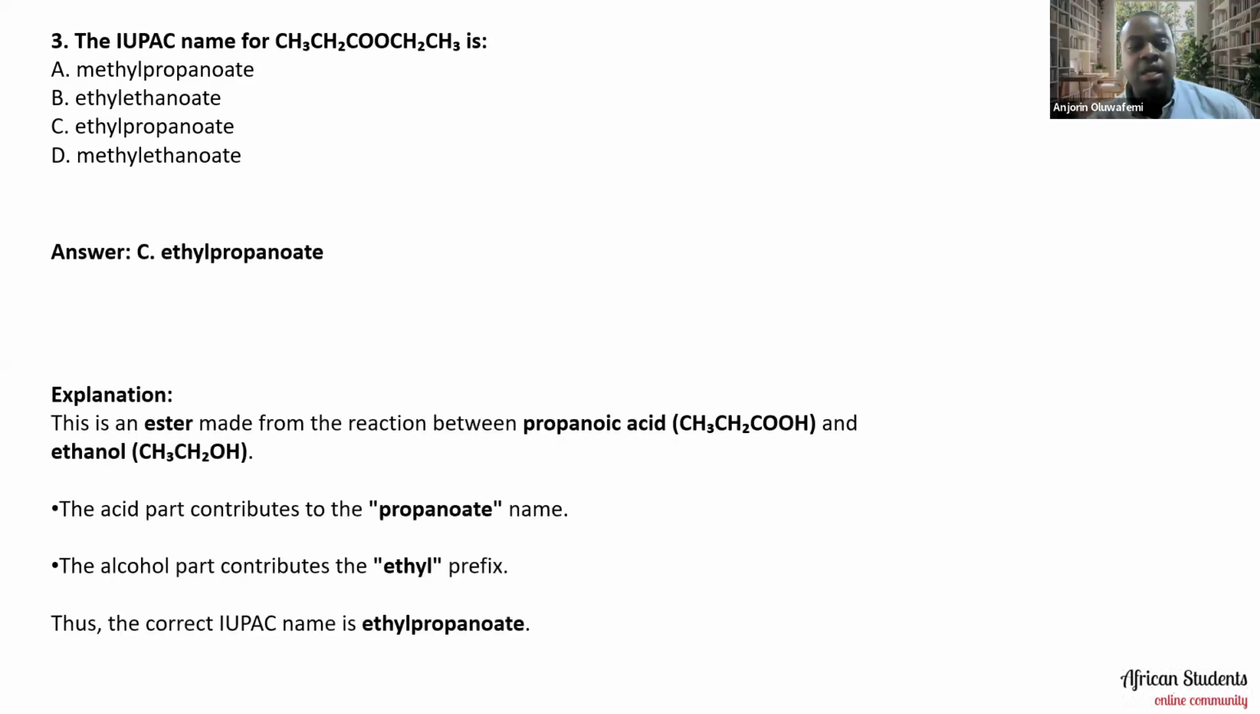And how did we arrive at this? Basically, this is an ester. Ethyl propanoate is an ester made from the reaction between propanoic acid and ethanol. Now, the acid part contributes to the propanoate name, while the alcohol part contributes to the ethyl prefix. Thus, the correct IUPAC name is ethyl propanoate. Okay. Moving on to the next one.